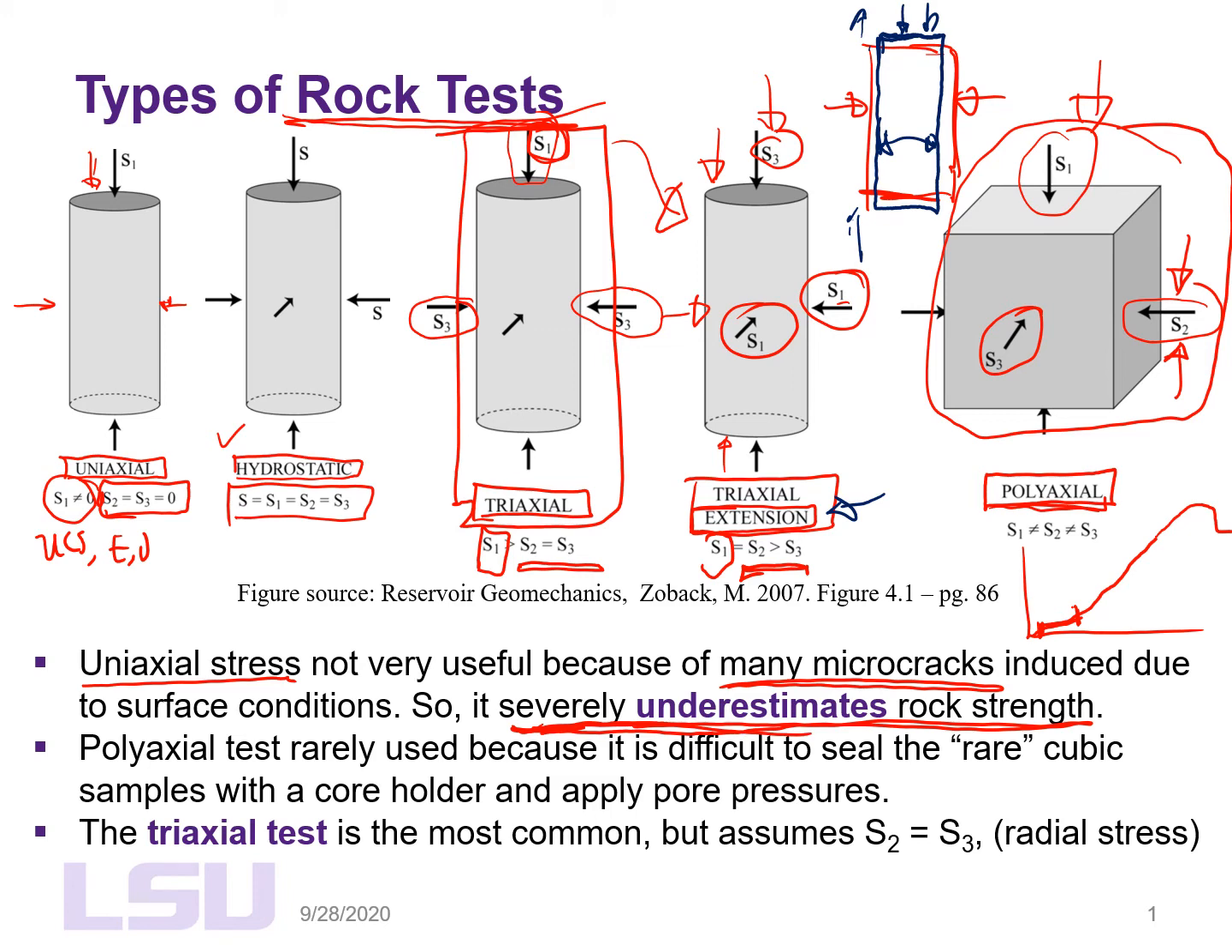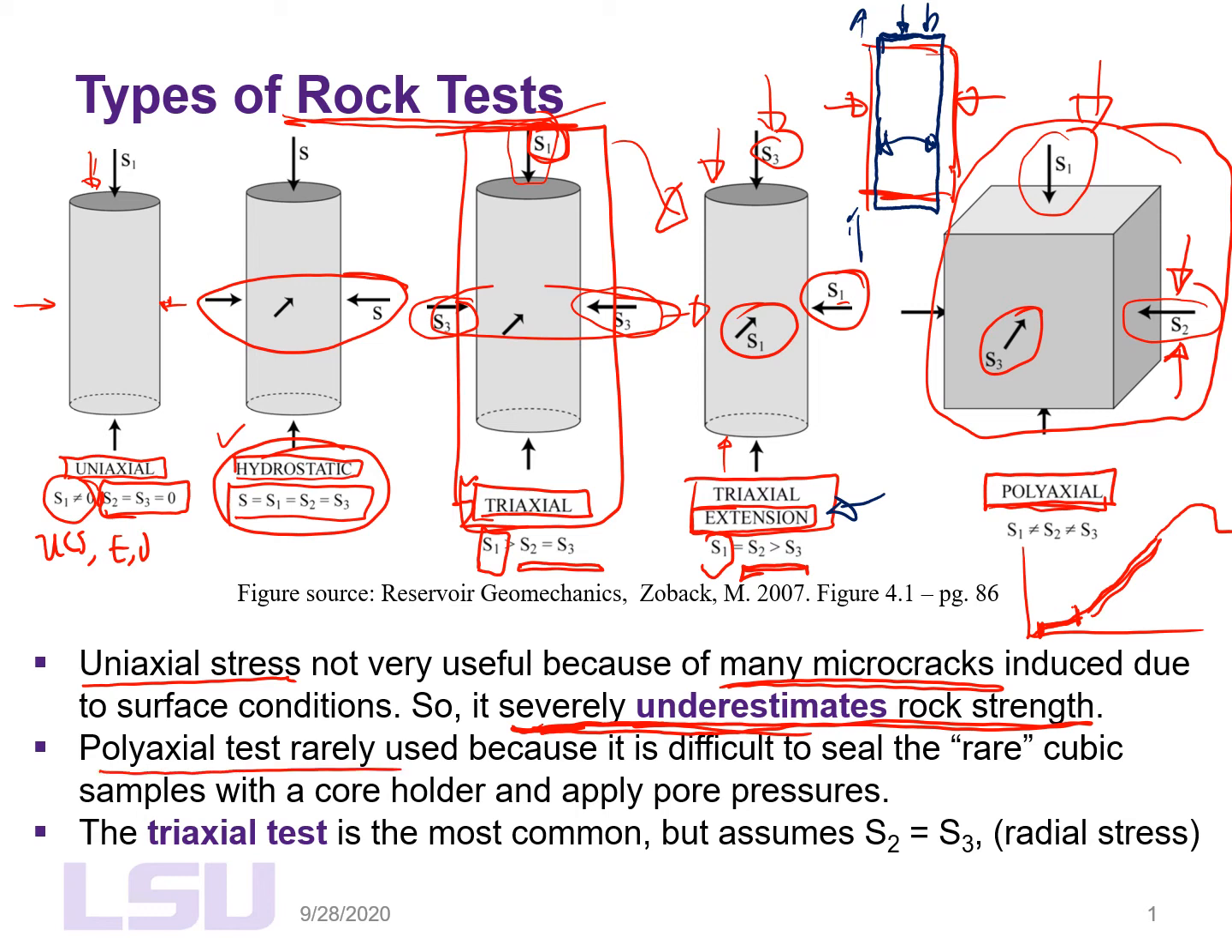So the uniaxial test will underestimate the rock strength because it's going to have the micro cracks in it. To close the micro cracks, you need to apply some confining stress, and the triaxial or even the hydrostatic test overcome that because the confining stresses, which are non-zero in these cases, close the micro cracks, and you can get more realistic estimates of the rock strength.